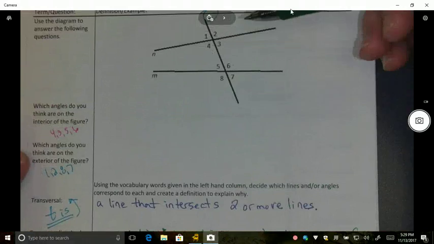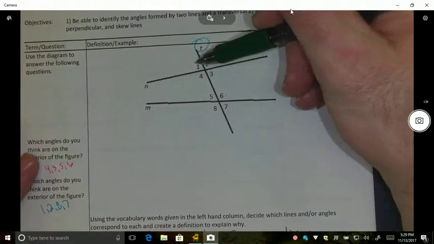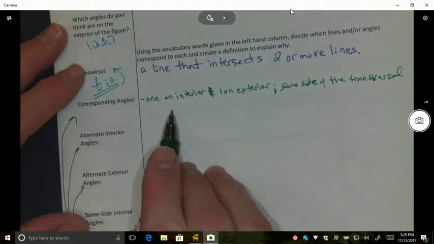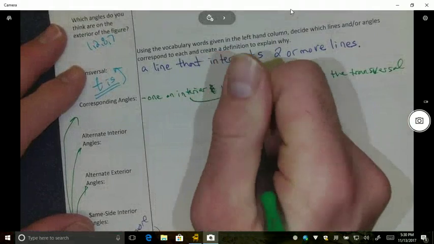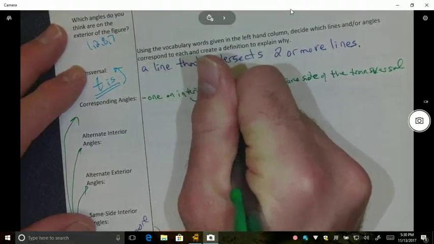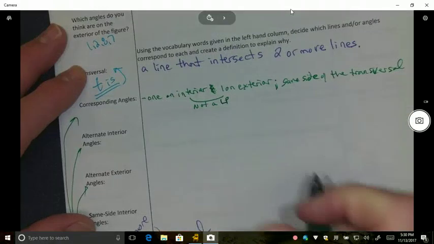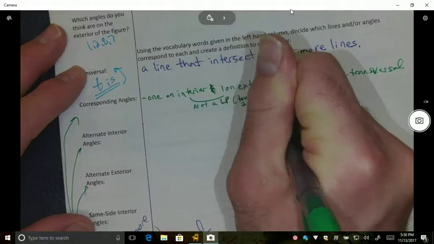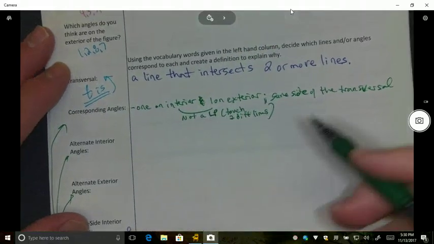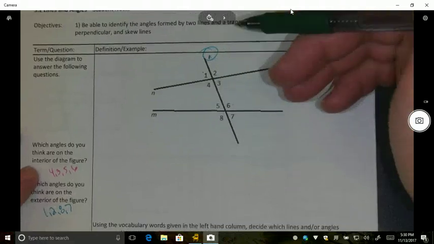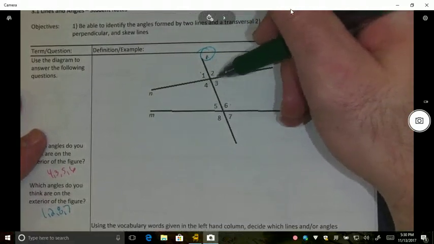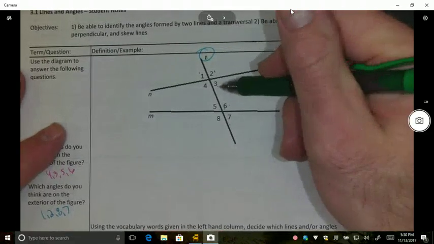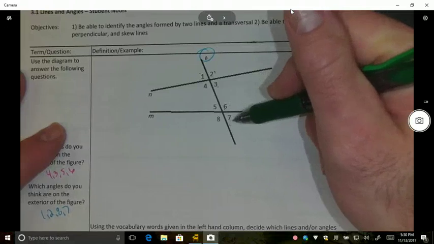The angles that are on the same side of the transversal on the left are 1, 4, 5, and 8. Also, one's on the interior, one's on the exterior, and they're not a linear pair. They have to touch two different lines, and they both touch the transversal. So we have our transversal here. Let's look at the ones on the right side. The right side of the transversal are 2, 3, 6, and 7. So 6 and 7 are a linear pair, so they are not corresponding angles.